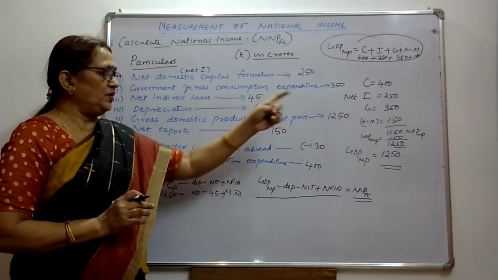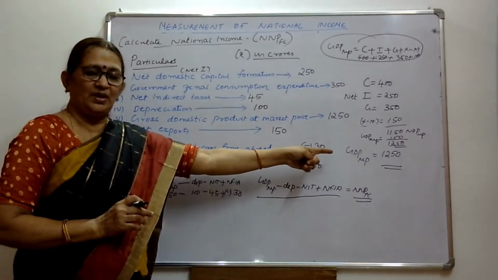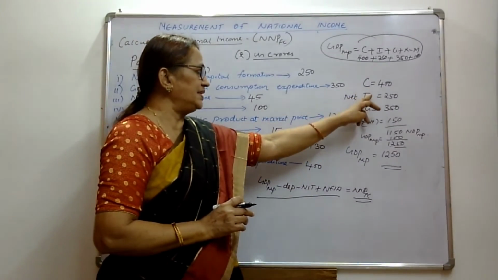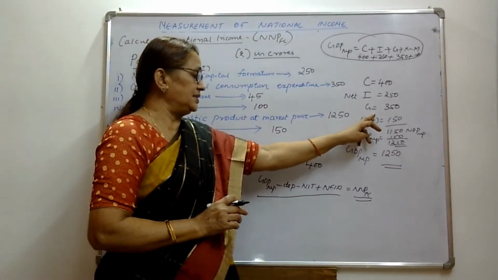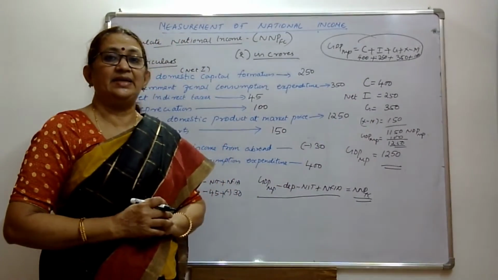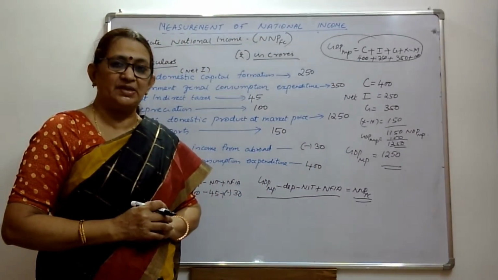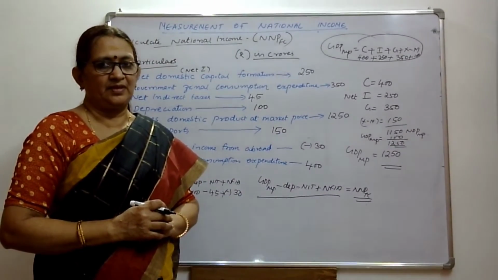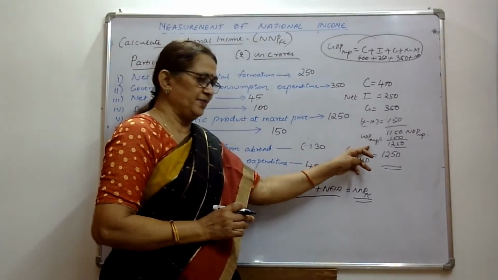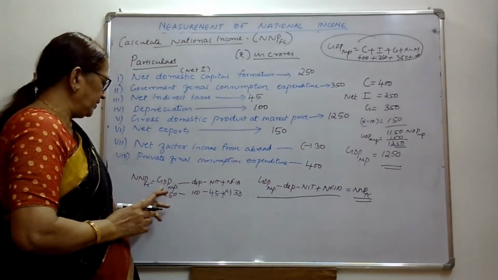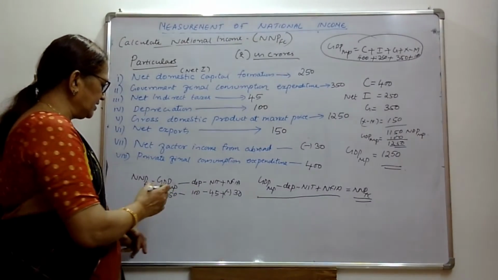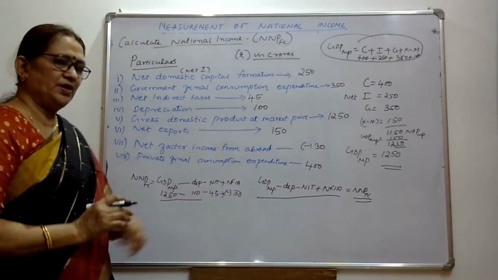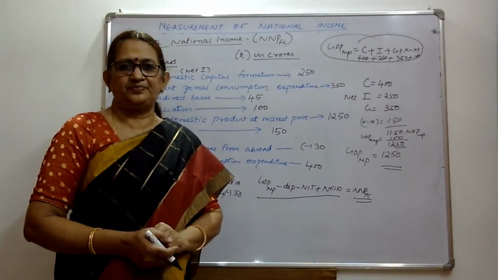If you do this way, what is the answer you get? You will get the same value, because C plus net I plus G plus X minus M gives net investment after deducting depreciation, so we are getting NDP at market price. Again, what will we do? GDP at market price minus depreciation. This value you will get: 1150 minus 45 plus negative 30.